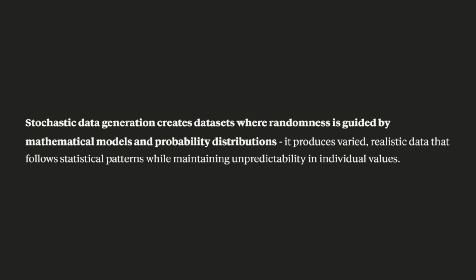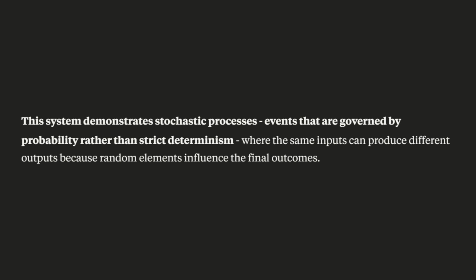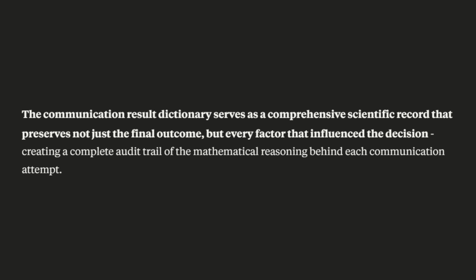Instead of predetermined success or failure, your communication attempts succeed or fail based on realistic probability calculations that consider consciousness levels, manifestation stability, and method effectiveness. This approach is cool because the Boolean outcome gets stored as permanent data. Your communication result dictionary contains not just whether the attempt succeeded, but also all the factors that influenced that outcome: consciousness levels, probability calculations, and method details.